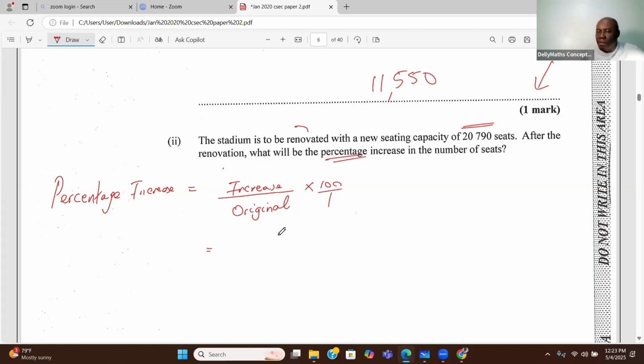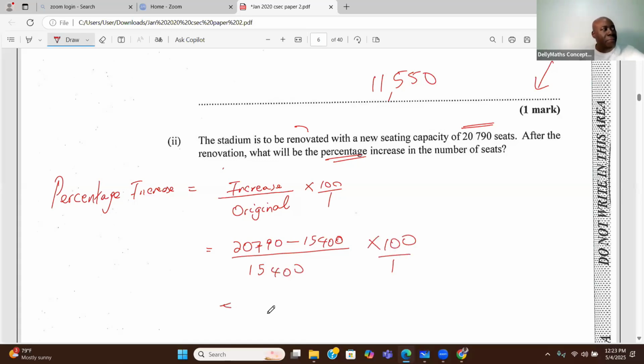So you're going to find the increase. The increase is to take your 20,970, take away what it was, 15,400. Whatever that change is, you put it back over your 15,400. This is going to give you a fraction of what happened. Then you multiply by 100 when you're done.